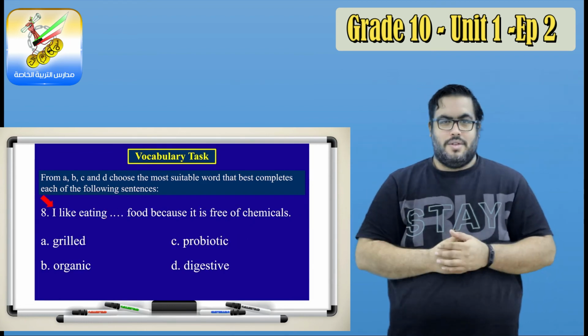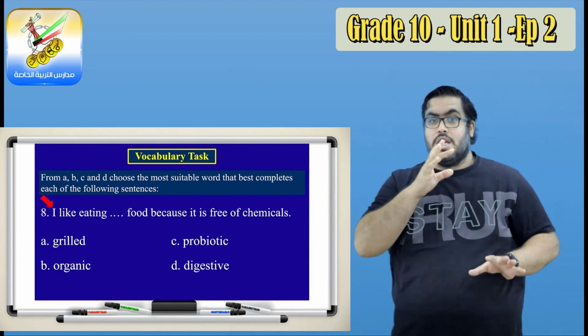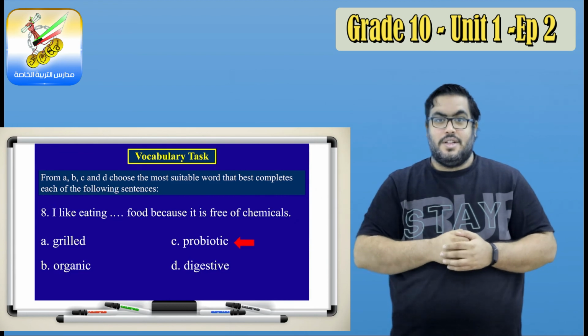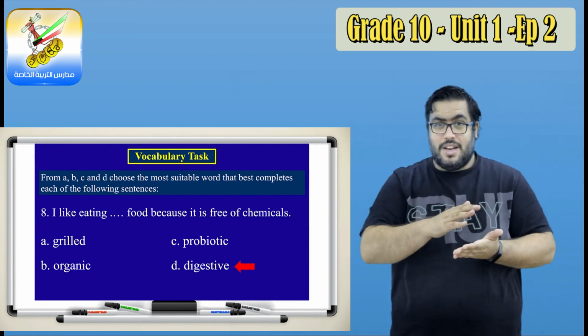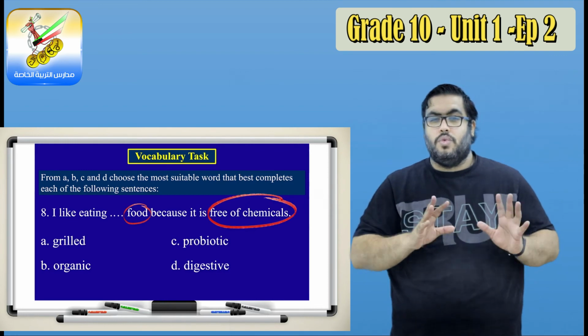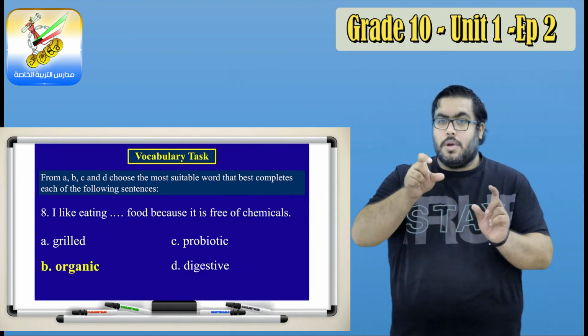I like eating blank food because it is free of chemicals. Grilled, organic, probiotic food, or is it digestive food? Again, you have a keyword here, food and free of chemicals. So the answer is organic.